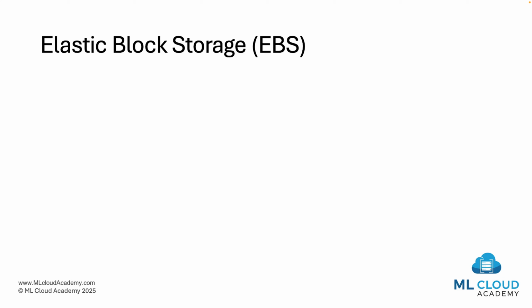So let's take a look at some typical use cases where you would use EBS. So first of all, for databases, for example, MySQL or MongoDB, EBS provides high IOPS and low latency, which is required by relational and NoSQL databases for consistent performance.